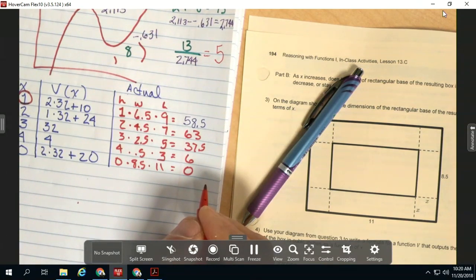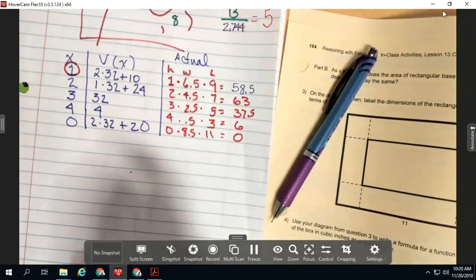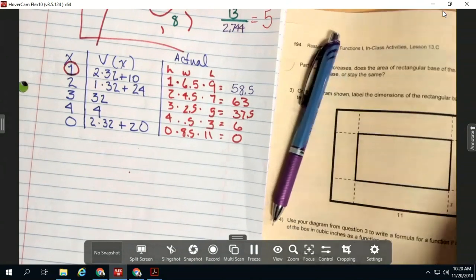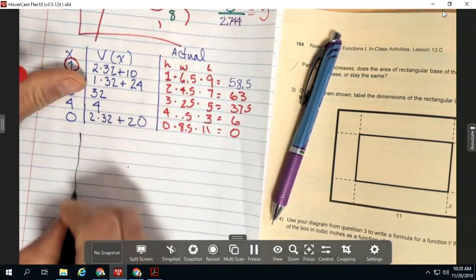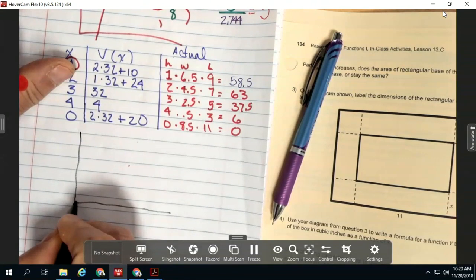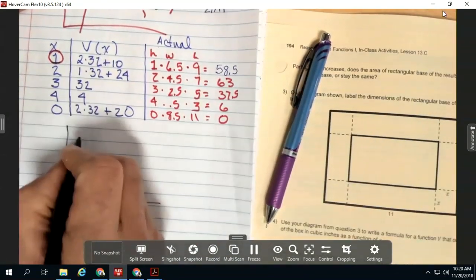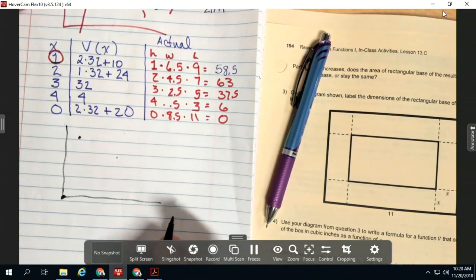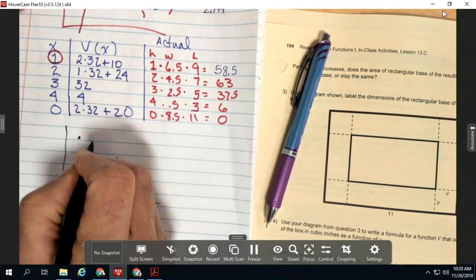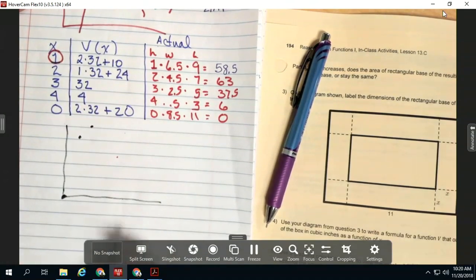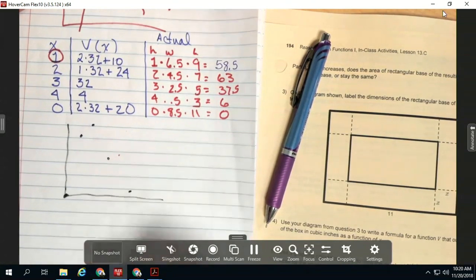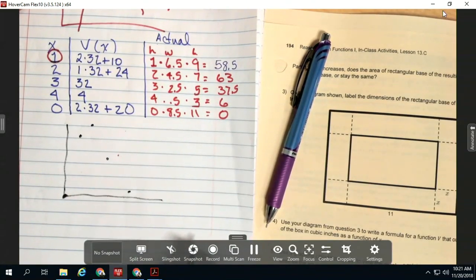Let's take out Desmos and let's graph those. 0 was 0. 1 was 58.5. 2 was 63. 3 was 37. 4 was 6. Correct?